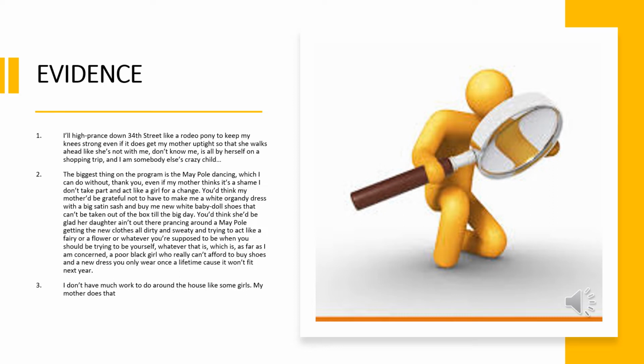And then the second evidence in the story is: "The biggest thing on the program is the maypole dancing, which I can do without. Even if my mother thinks it's a shame that I don't take part and act like a girl for a change." So you know the whole idea of acting like a girl. Girls are supposed to be involved in dancing, singing, and all of those things.